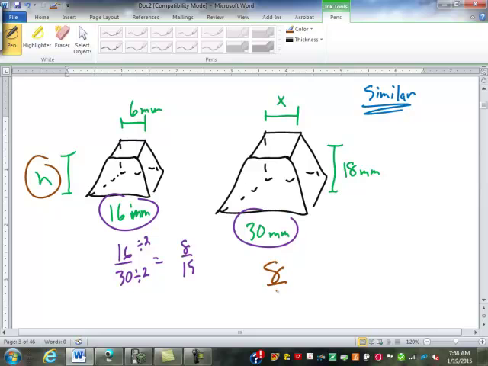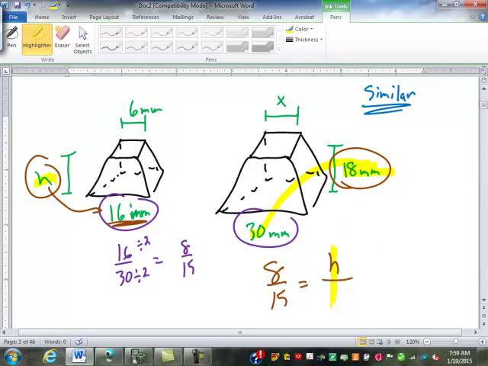So I have 8 to 15. Where is the H going to go? It goes on top. It is from the same figure as the 16, which is where the 8 came from. What's going to go on bottom then? 18. Now you notice the 18 has a relationship in both directions. It is the height, so it relates to the h. It's also from the same figure as the 30, so it relates to the 15.